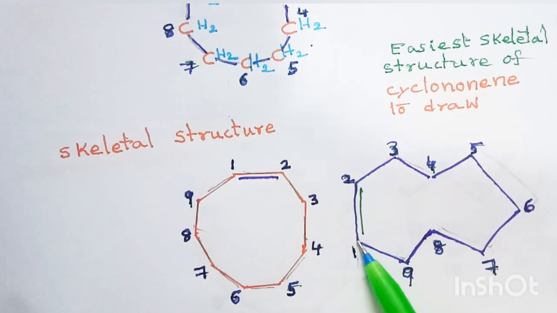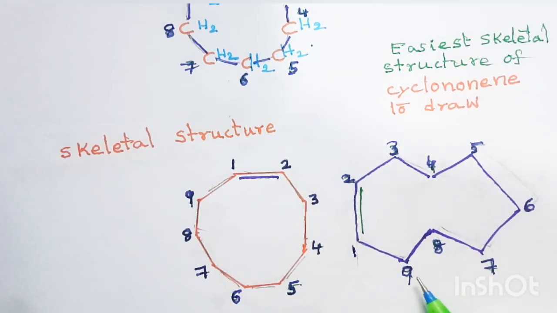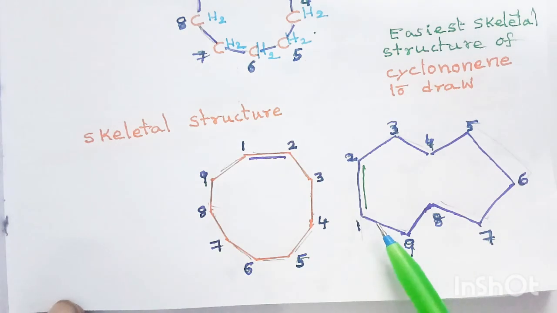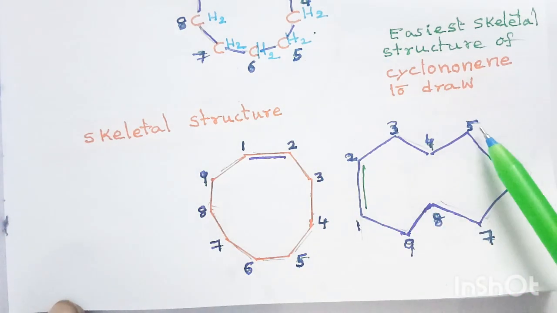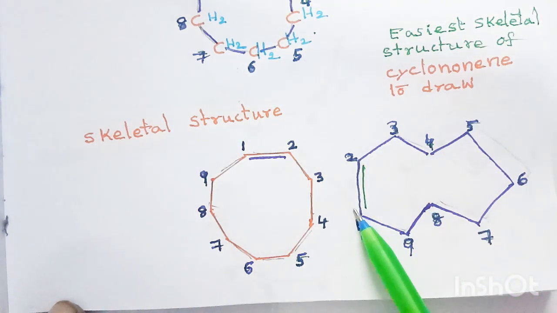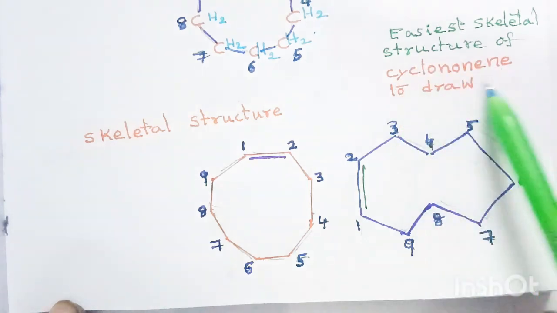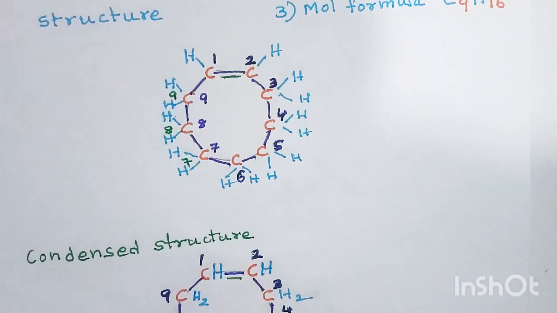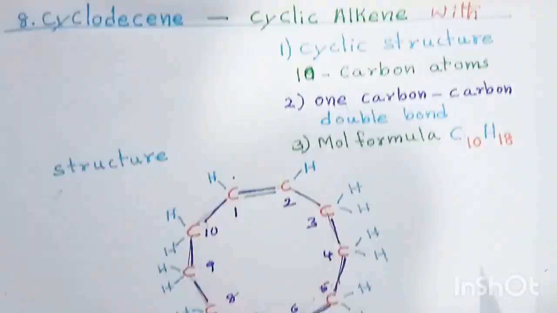Okay, then from 1 you draw a downward line, draw an upward line, then draw a downward line, then draw an upward line to join here. So when you count these, there will be 9. So these 9 corners, except 1 and 2, represent CH2 each. These will represent CH and CH. So this is the easiest skeletal structure of cyclononene, an alkene with a 9-membered ring. Let us see the next one.